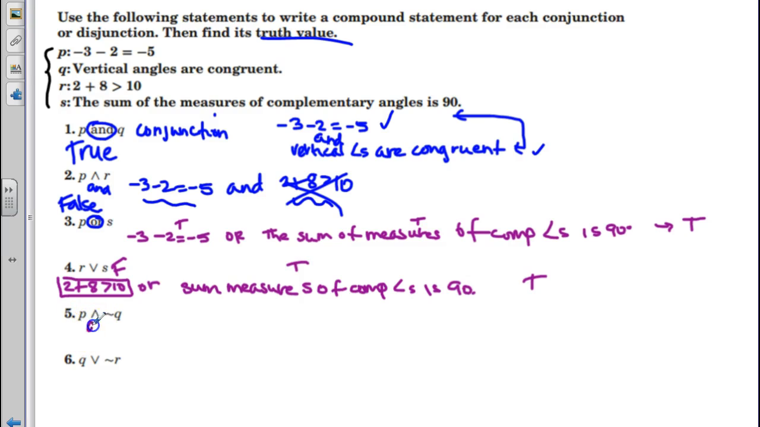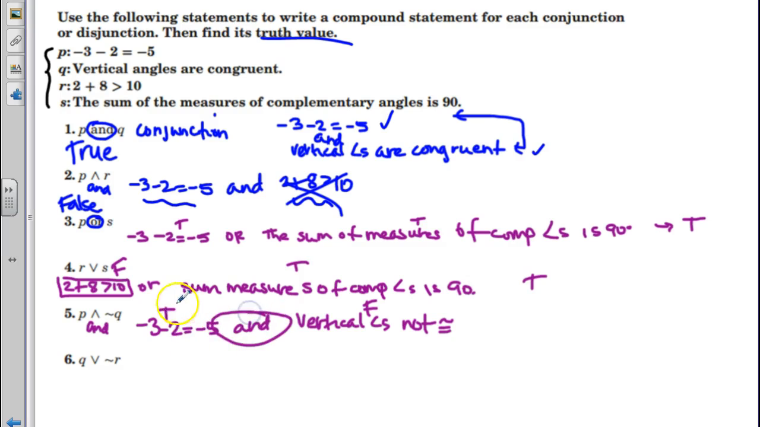P and not Q. So the negation of Q. We know -3 minus 2 equals -5, and vertical angles are not congruent. Okay, we know vertical angles are congruent. So that makes this false. That makes this true. It's an and. They both have to be true for it to be true. So this is a false statement. So the truth value is false.